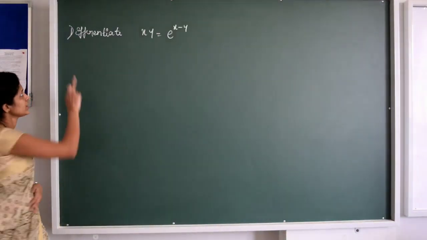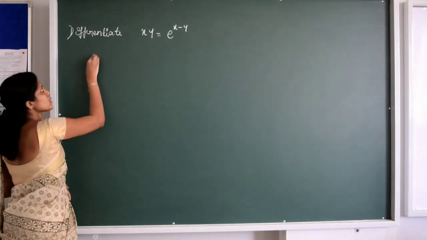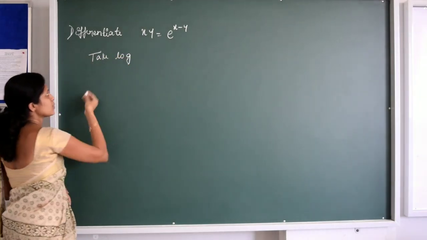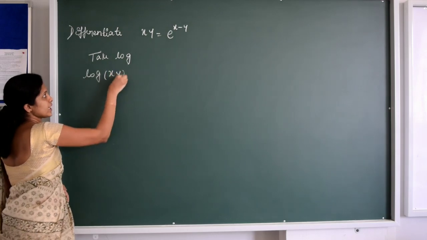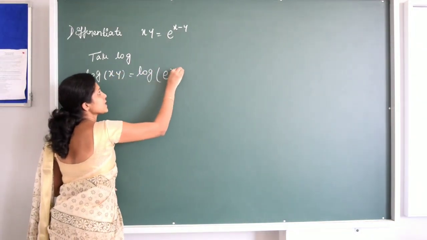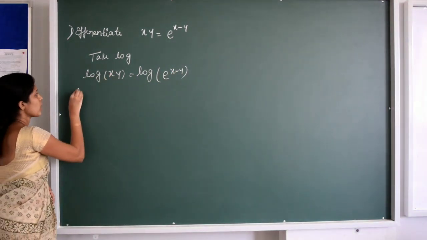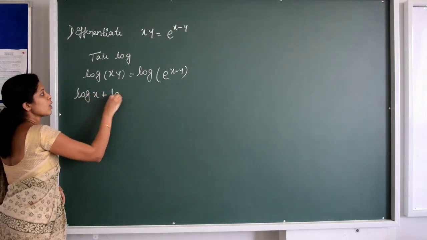So the next problem: differentiate xy is equal to e to the power x minus y. Both sides are products or powers, so directly we will take log on both sides. Taking log on both sides, I can write log xy is equal to log of e to the power x minus y. Clear? Now it's of the form log of m into n, so I can write log m plus log n. So this is now log x plus log y.